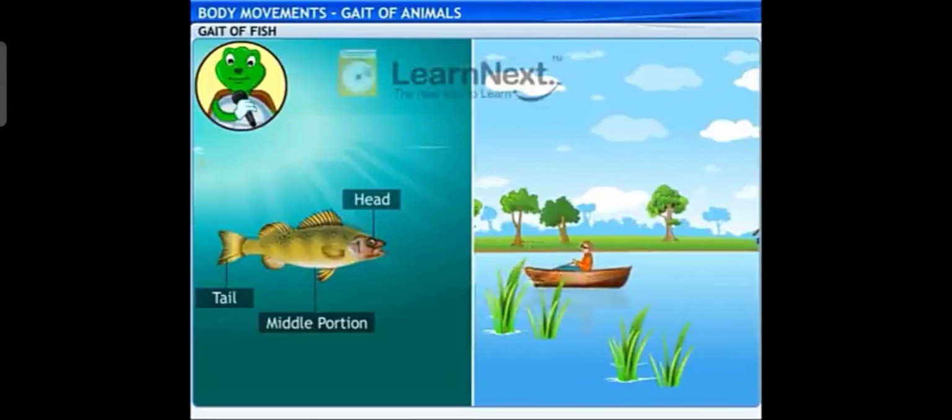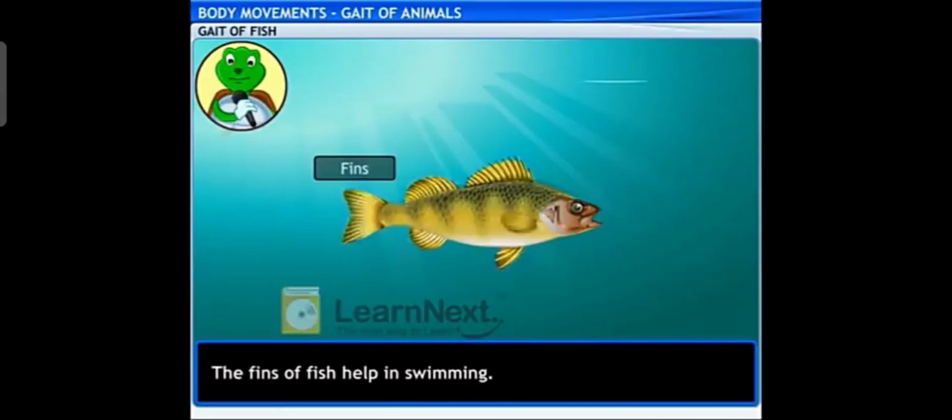Okay, so this is the tail and this is the head, and the middle portion has a large size. This is very similar to a boat, isn't it? So this shape is known as a streamlined shape or streamlined body. By using this body, the fish can move very fast, and this movement is helped by fins. The wings of a fish are known as fins. So these fins help in swimming.